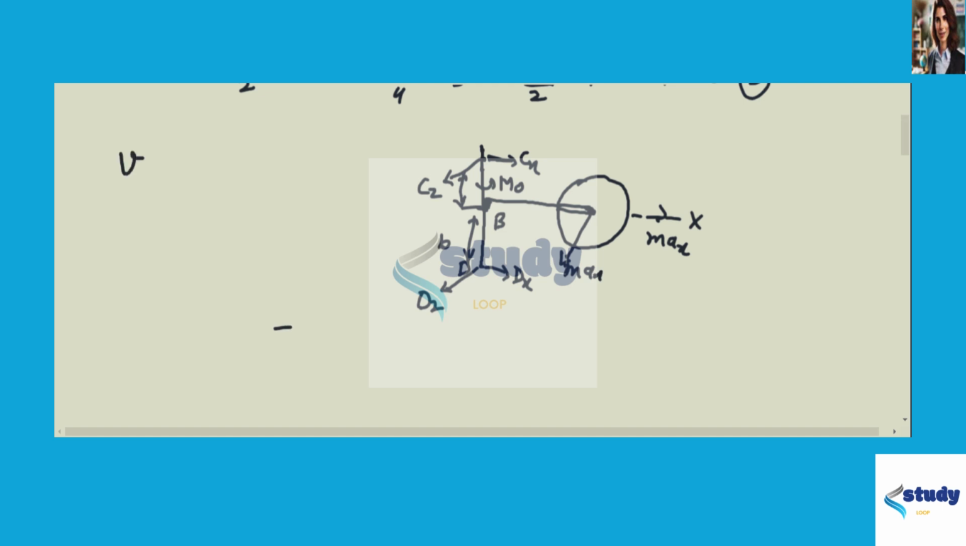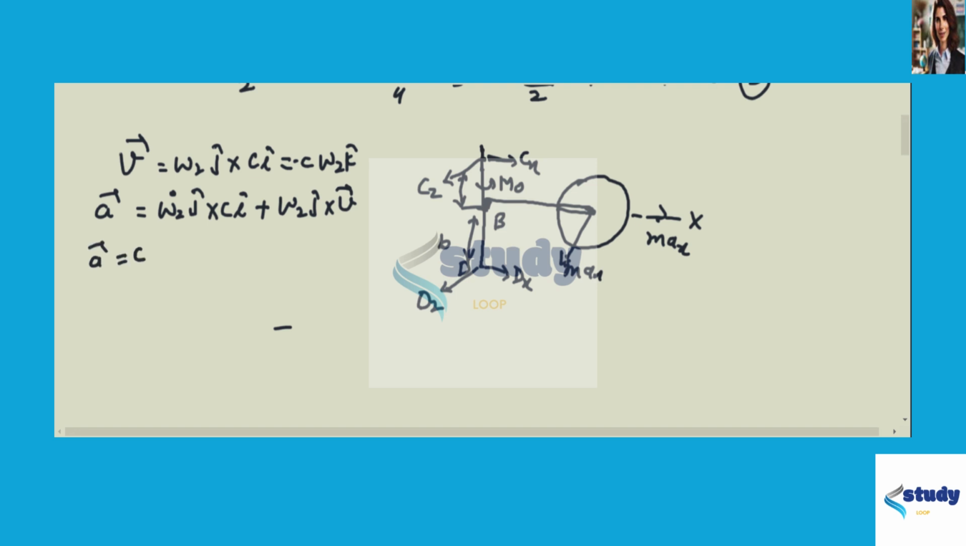Now velocity you can find as omega 2 j cap cross c i cap, so c omega 2 k cap. Acceleration is omega dot 2 j cap cross c i cap plus omega 2 j cap cross v. So it can be written as c omega dot 2 k cap minus c omega 2 square i cap.